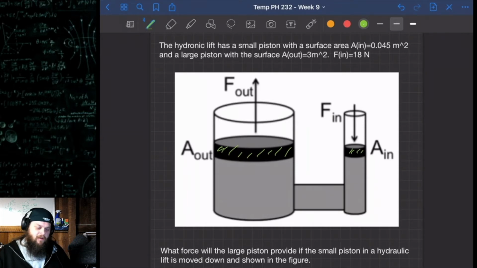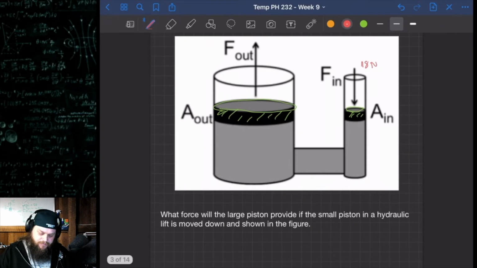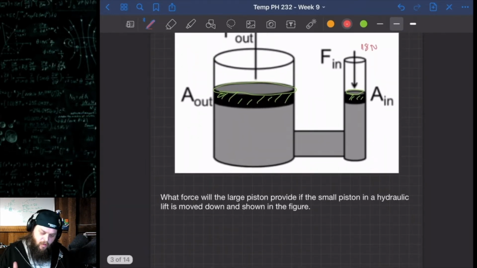So here we have a hydraulic lift, and it has a small piston with a surface area A in of 0.45 meters squared, and a large piston with a surface area A out. So this is the area out. This is the area in. With the area out equal to 3 square meters. And we're applying a force of 18 newtons going down into that small area there. The question then is, what force will the large piston provide if the small piston in a hydraulic lift is moved down as in the figure shown?